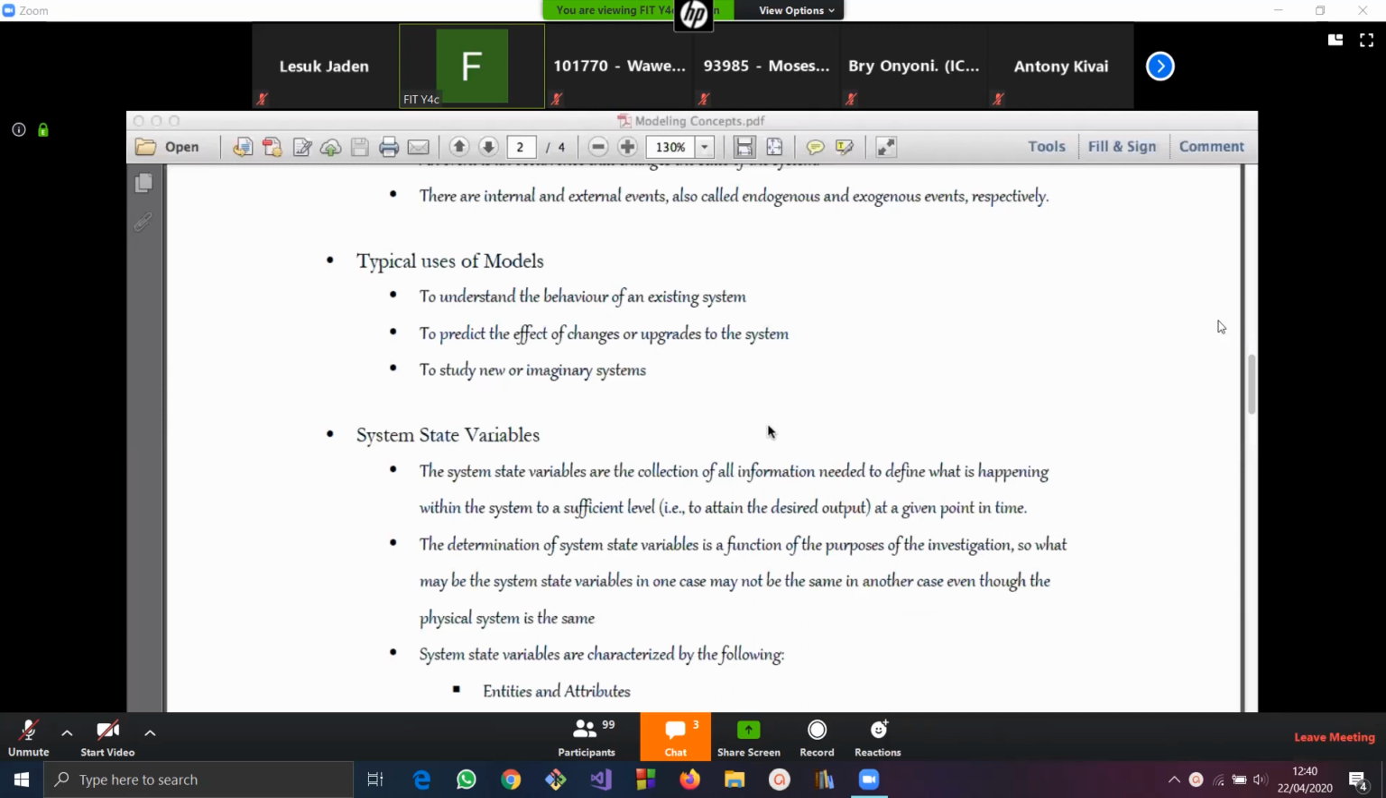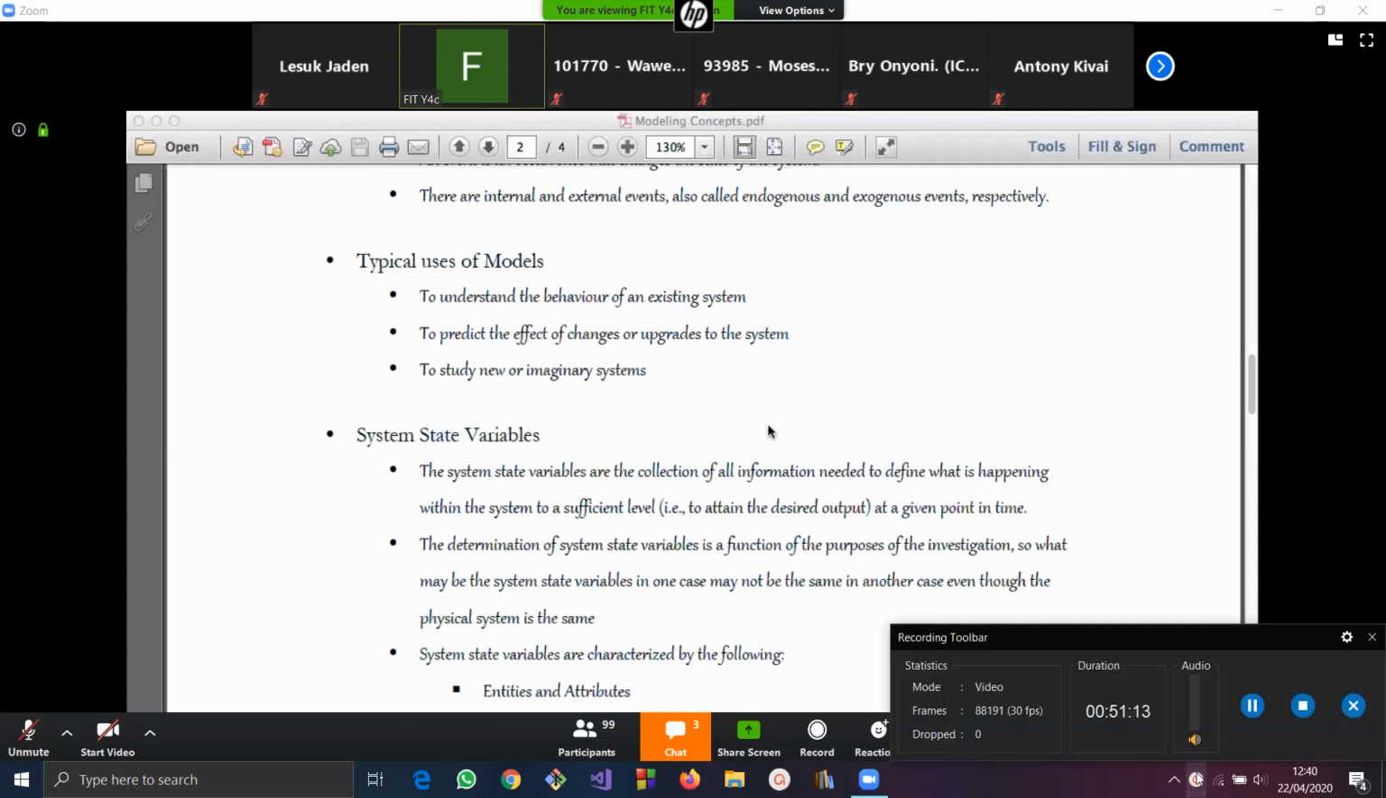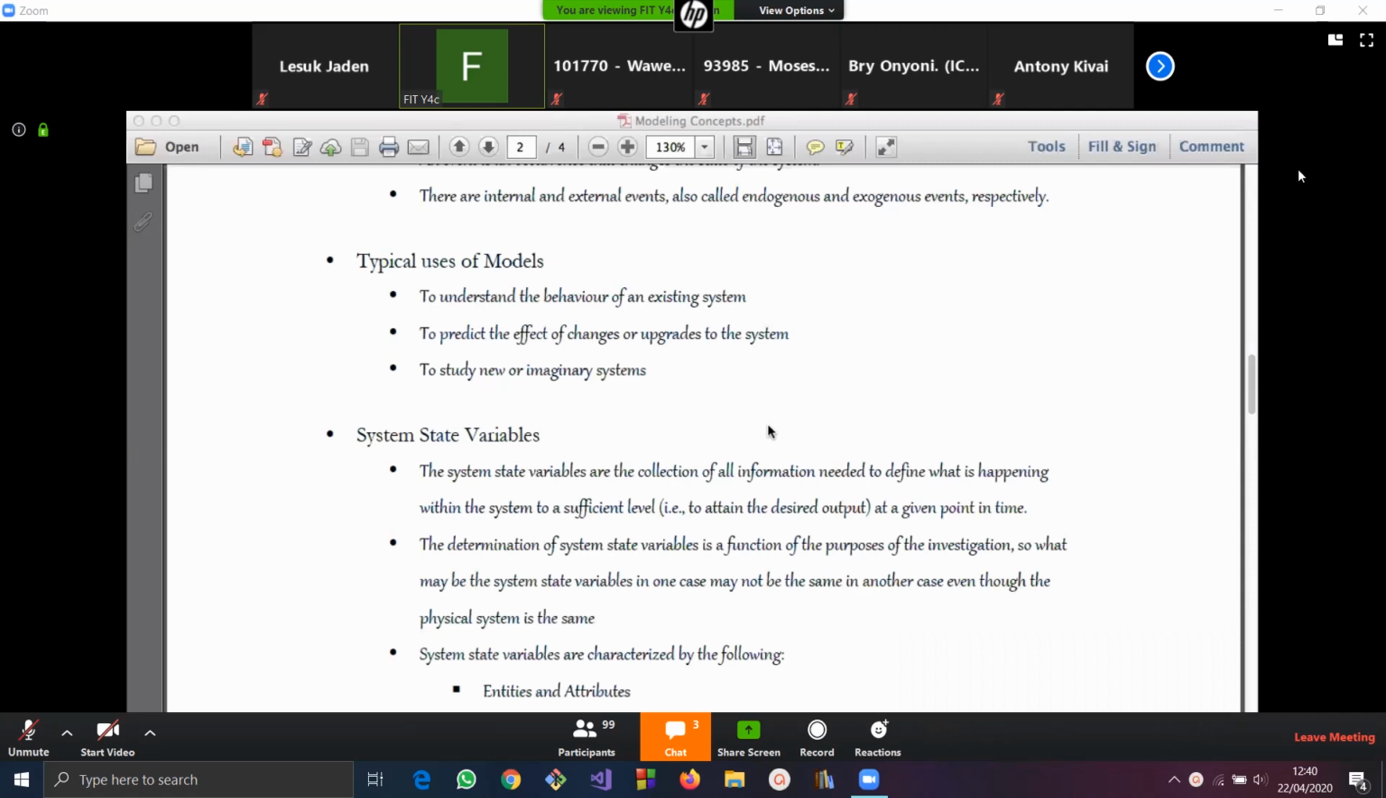Variables. Actually, talking about a system now, we want to look at a heuristic that has a variable. And so when a variable changes, then we say this. So system state variables are a collection of all information defining what's happening within a system to a sufficient level.